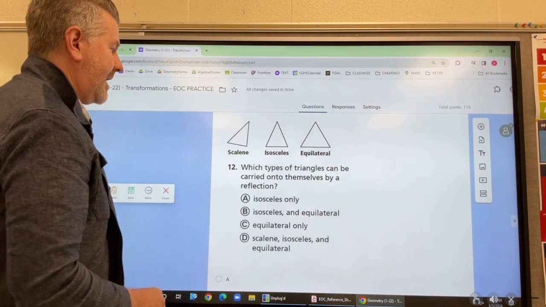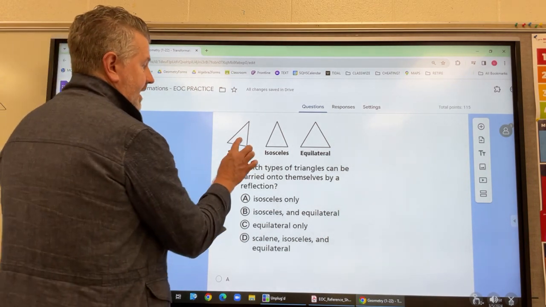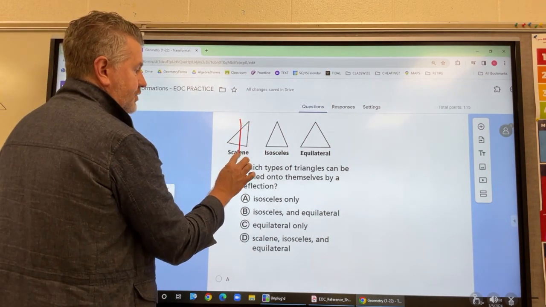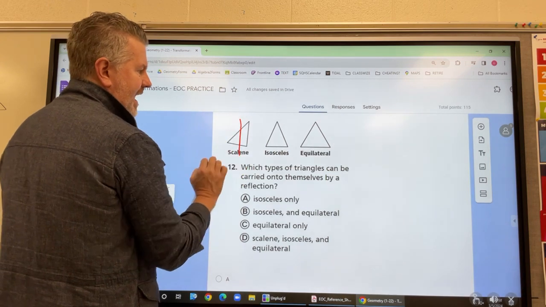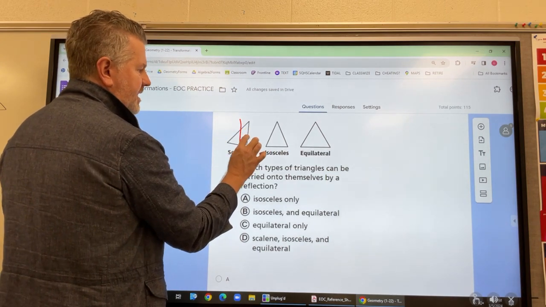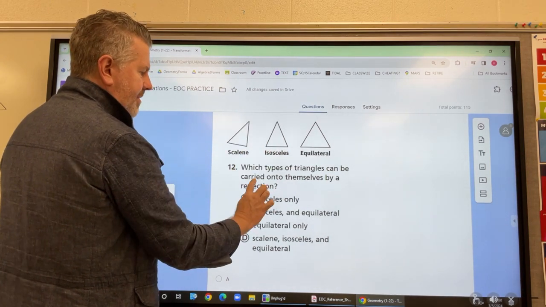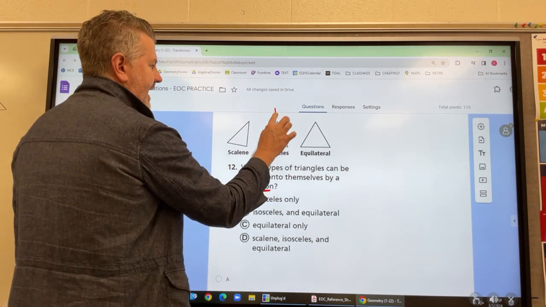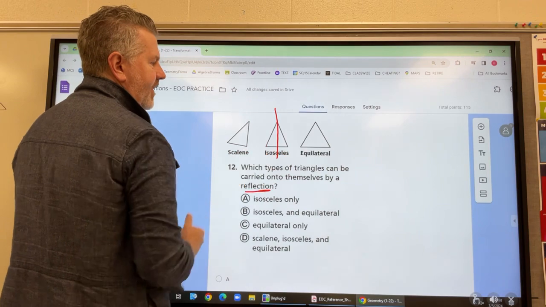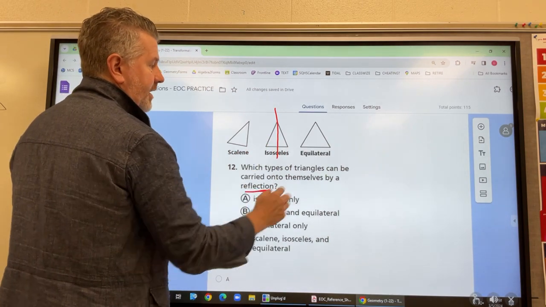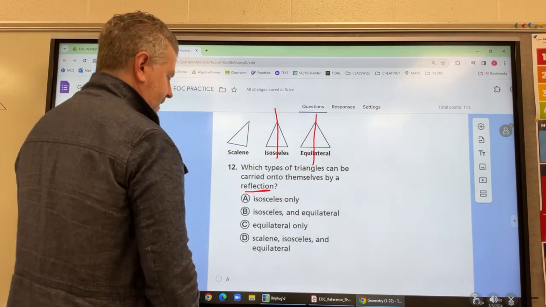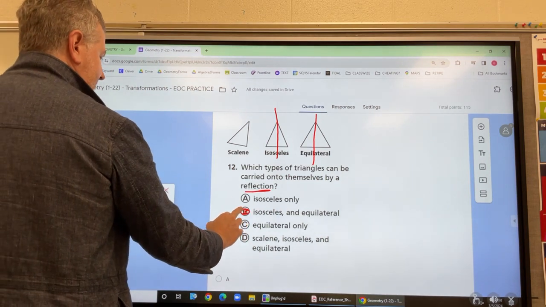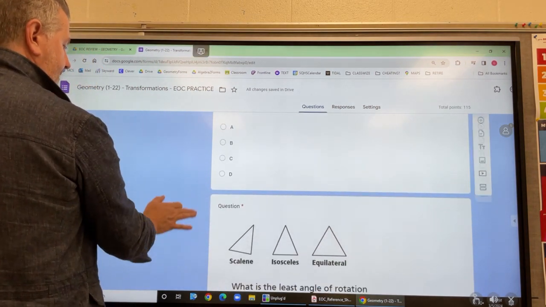Which type of triangles can be carried onto themselves by a reflection? Now this one, there's no line you could draw where we could sort of fold it over that line and it would be equal, so it's not symmetrical. We're talking about symmetry, even though it's talking about reflection, because it's very, very similar. If it has symmetry, then it can reflect onto itself. This thing will reflect onto itself. This thing will reflect onto itself. So, isosceles and equilateral. All right.